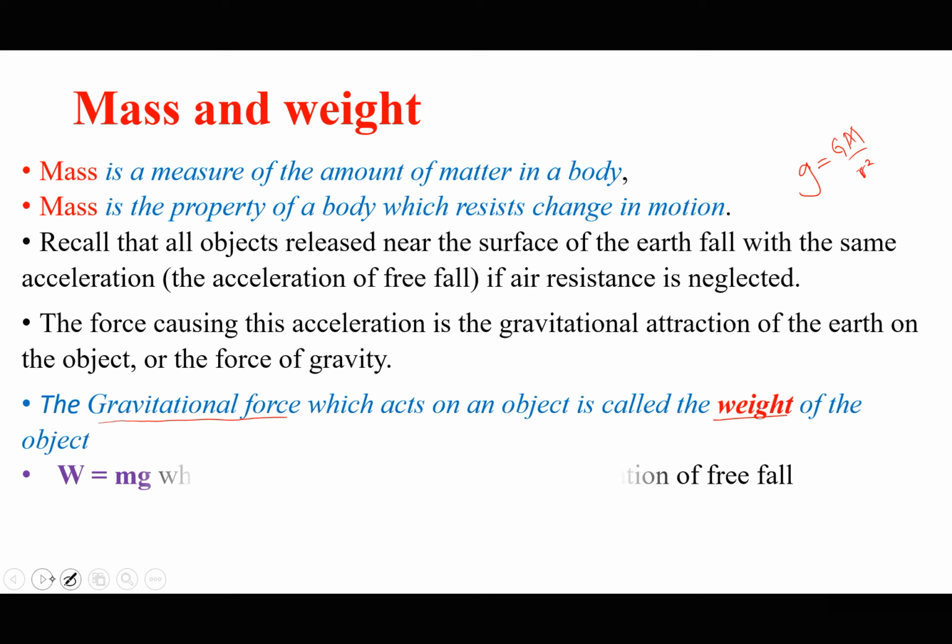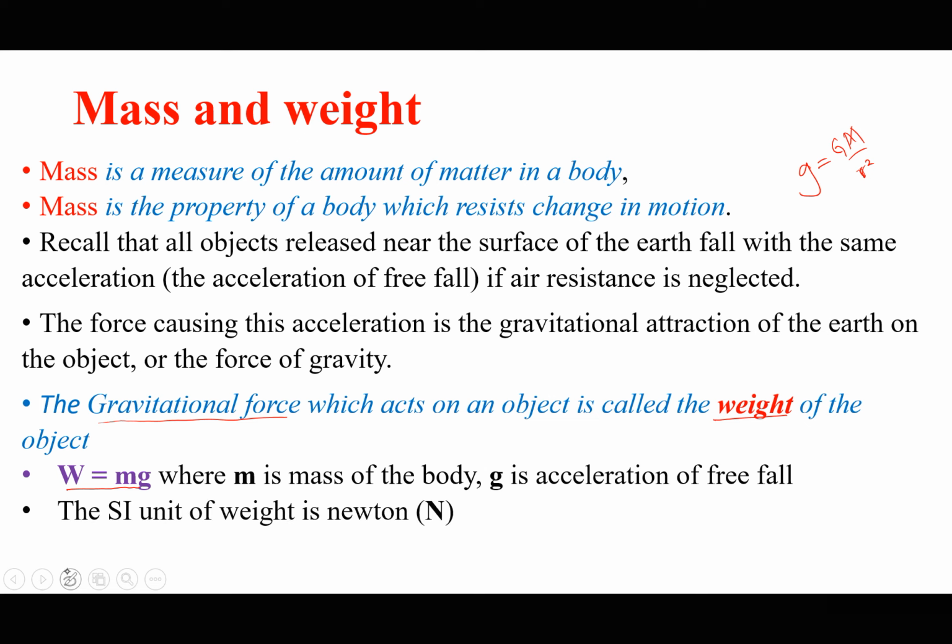Of course, we have all along known that weight can be calculated from mass times g, where mass should be in kilograms and g should be in newtons per kilogram, or meters per second squared. g is the acceleration of free fall, which you normally call acceleration due to gravity. The SI unit for weight is going to be newtons. Weight is the gravitational force, so weight is a force. Therefore, it is going to be measured in newtons. So the SI unit is the newton.